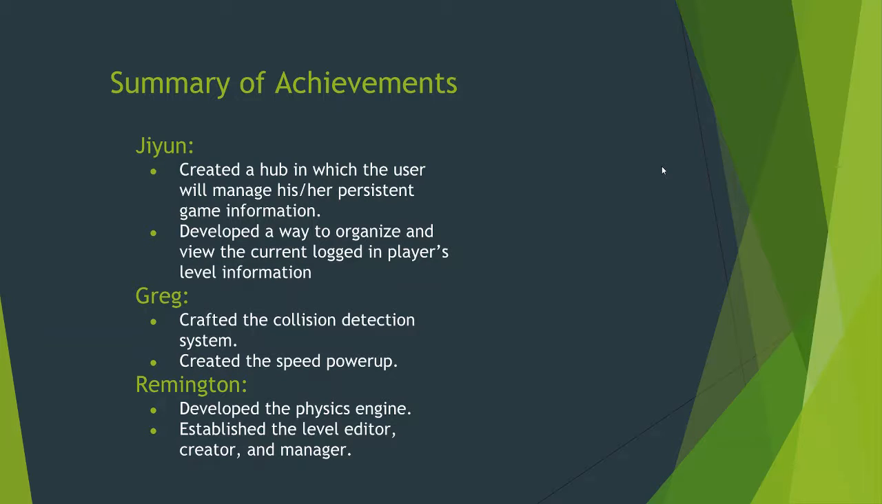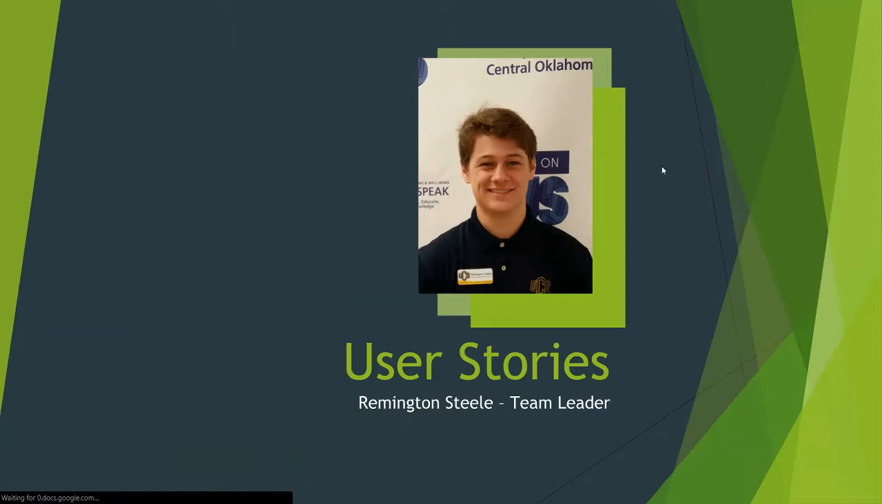Summary of our achievements. Ji-yoon has created a hub in which the user will manage his or her persistent game information, and has developed a way to organize and view the current logged in player's level information. Greg has crafted the collision detection system and created our speed power-up that we'll be demonstrating this sprint. And I have developed the physics engine and established the level editor, creator, and manager.